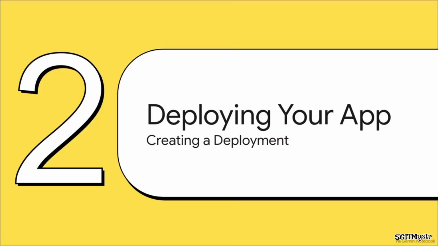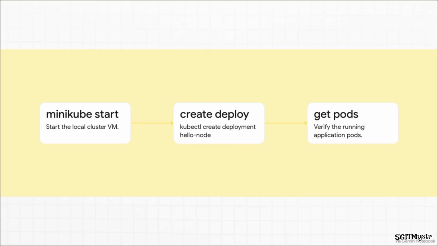Moving right along to Section 2, deploying your first app. Let's actually bring our application to life inside the cluster. We've got a super quick 3-step action sequence here. First, we spin up our local Minikube VM using minikube start. By the way, you can also use the built-in Kubernetes dashboard for a great visual overview of your cluster if you want. Second, we instruct the control plane to create our deployment with kubectl create deployment hello-node. Finally, we run kubectl get pods to verify it's working.